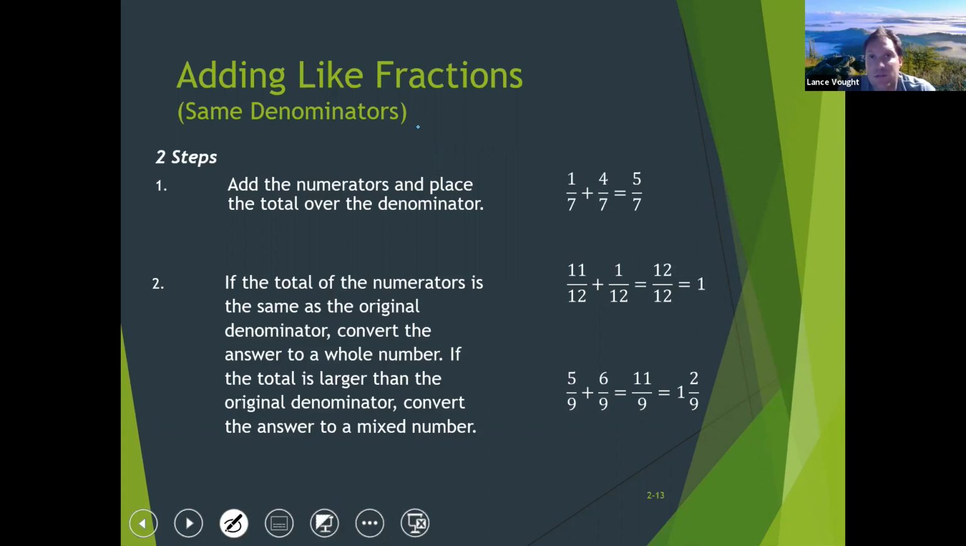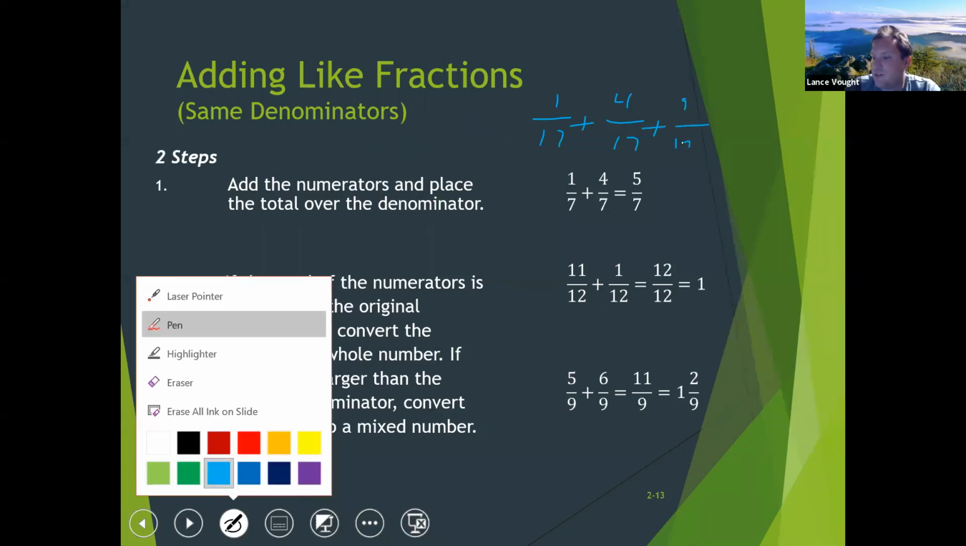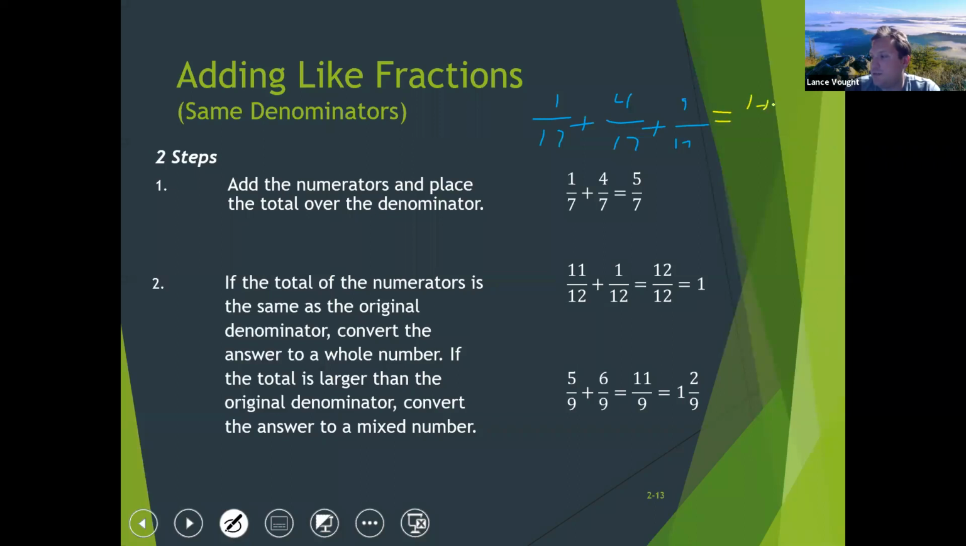So if I wanted to convert to a mixed number, I'll tell you. So if we have 1/17 and 4/17 and 9/17, then the answer is going to be 1 plus 4 plus 9, which is 14 over 17. Notice the denominator didn't change whatsoever. The only thing that changes is the numerator.